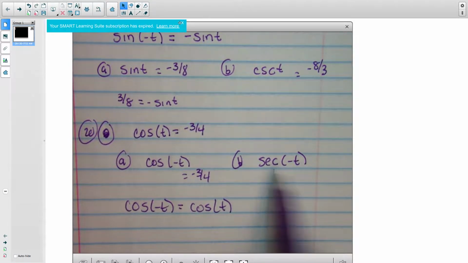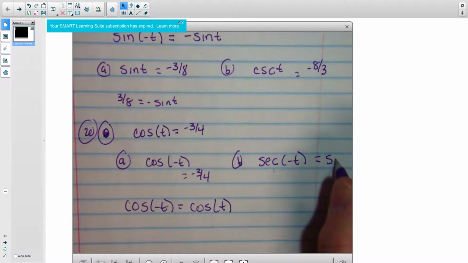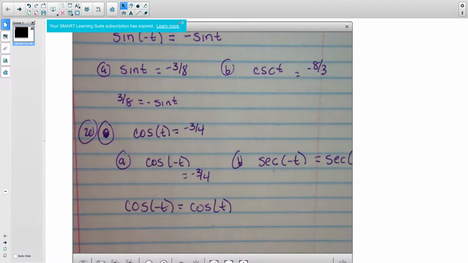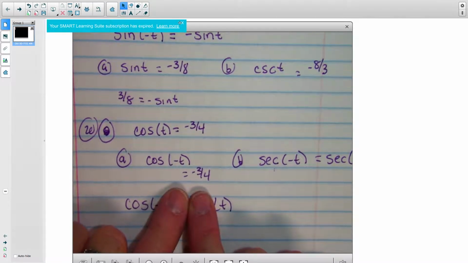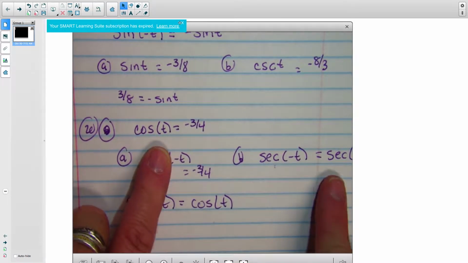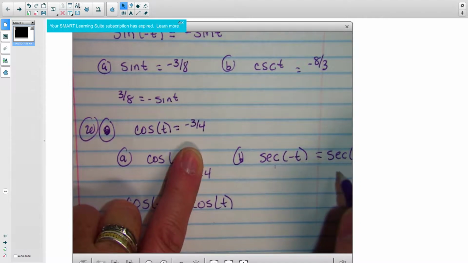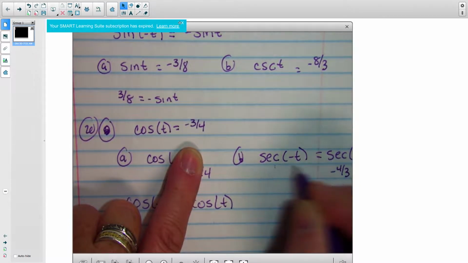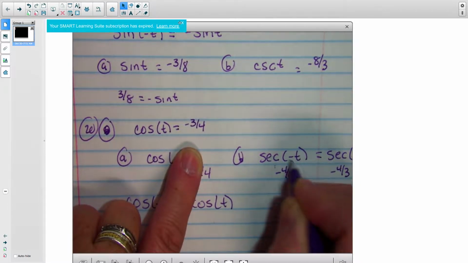So then secant of a negative t equals secant of a positive t. So if cosine is negative 3/4, what's secant? Negative 4/3, which they're equal, so it's negative 4/3.